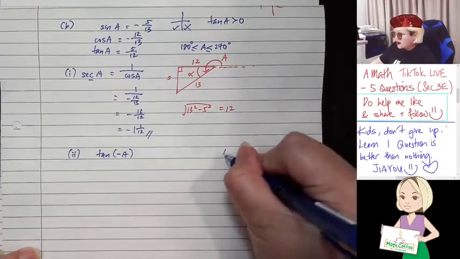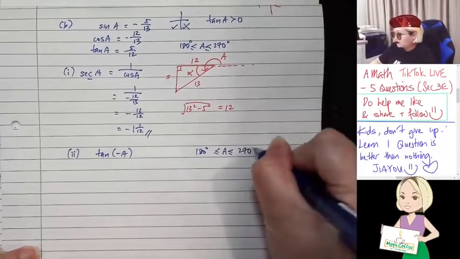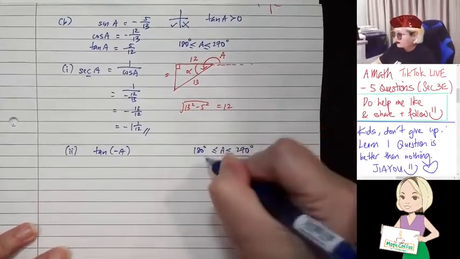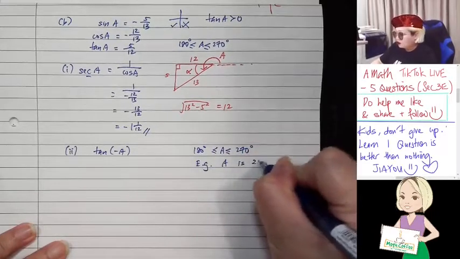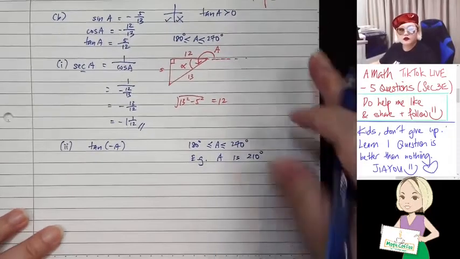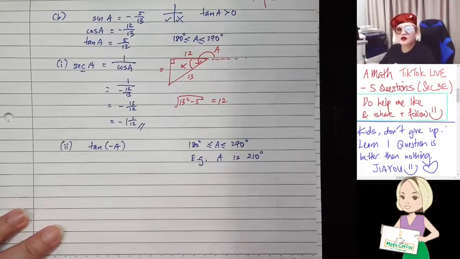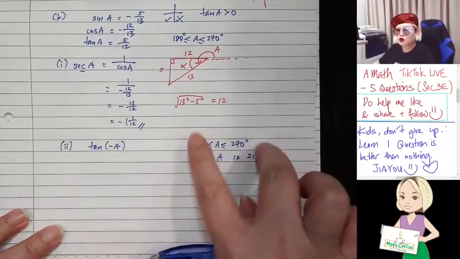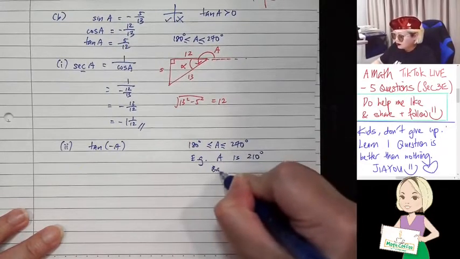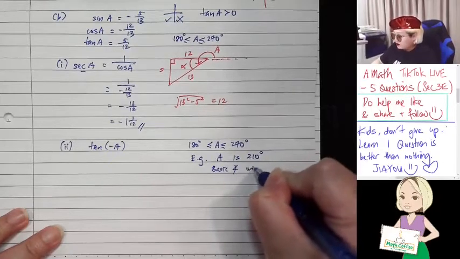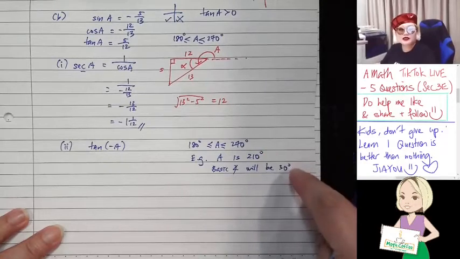To recap, my A was between 180 to 270, agree? So I will take, for example, I will take my A to be 210 degree. This is example. Example means that it is not true. I'm just giving a random number between 180 to 270. Okay? And then when it's 210, we know that the basic angle will be 30. Because 210 minus 180, the basic angle is 30 degree.